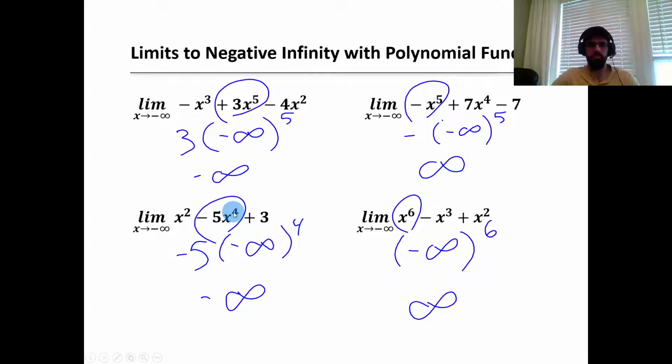Next one, we have 4 negative infinities being multiplied times a -5 coefficient. So 5 negatives multiplied together is going to be negative. And then for the last one, 6 negatives multiplied together is going to be a positive. So to be clear, the limit for any of these technically doesn't exist, but what we're doing here is making sure we have a clear understanding of the end behavior, whether it's going up or going down.